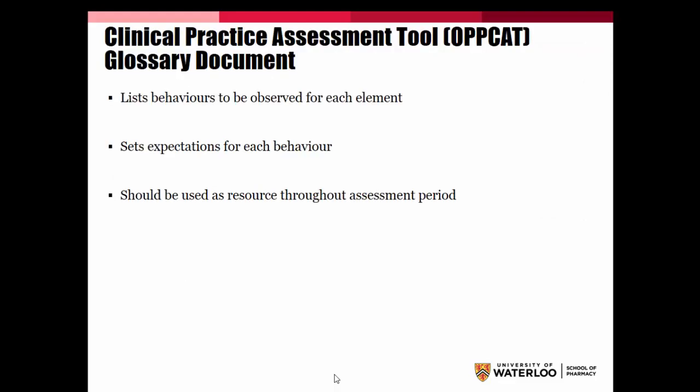The next update is the glossary. When looking at the satisfaction survey results, the OPPCAT group noted that there was a lot of feedback from preceptors, assessors, and learners that could have been easily resolved if the glossary had been utilized. We are reminding all preceptors of the benefits of using the glossary, and we've added more examples to help support some of the challenges that have arisen in the past. The glossary lists behaviors to be observed for each element. It helps set expectations for each behavior and should be used as a resource throughout the assessment period.